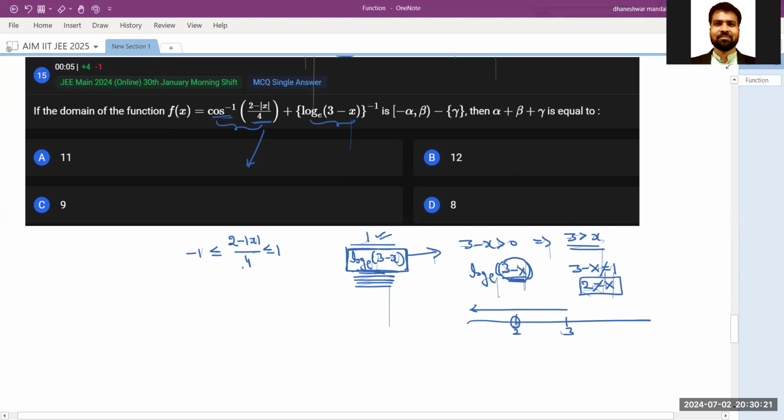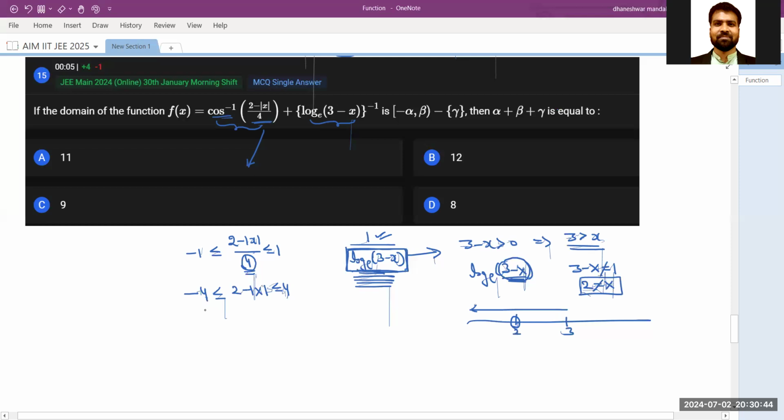And what about this term? Here we have a positive sign. See, if we have a positive sign in the denominator, then you can multiply this term here. So if I multiply this whole inequality by 4, then the inequality will not change. So from here I get -4, and from here I get 4.